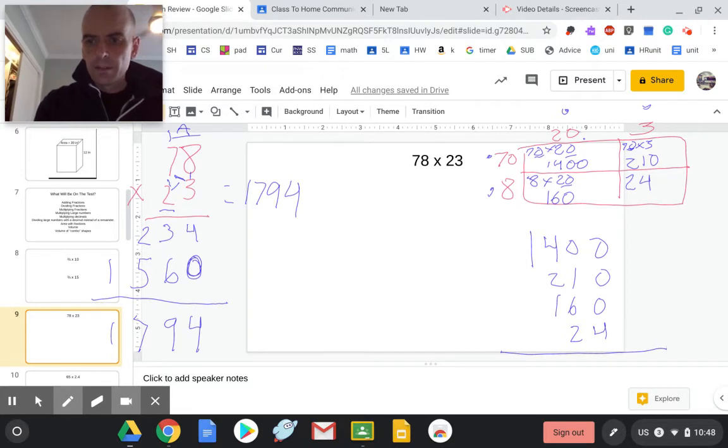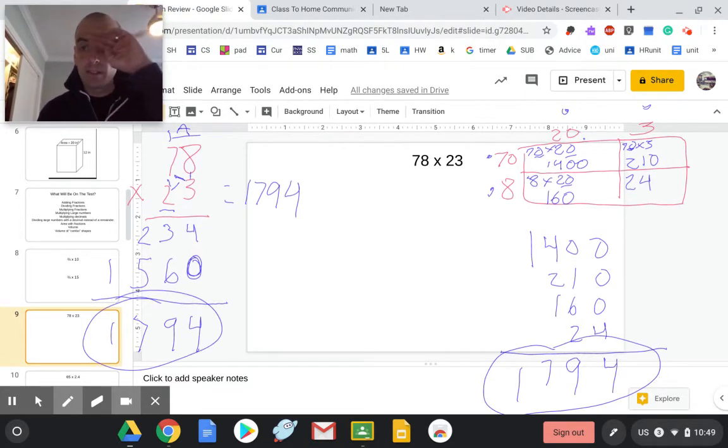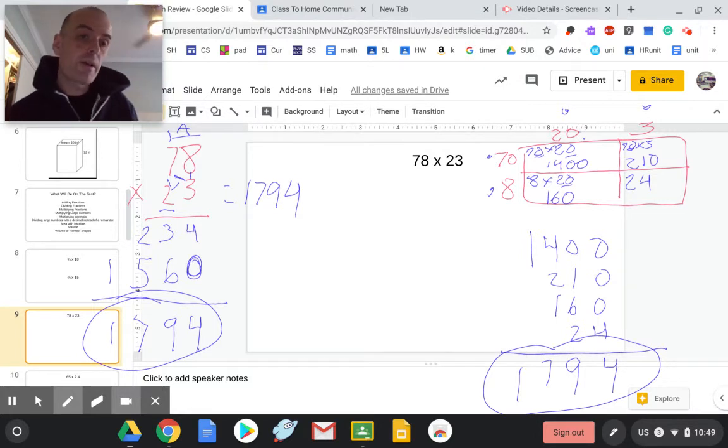Okay, 0, 0, 0, 0, and 4. 0 plus 1 plus 6 plus 2. So 7, 9. 4 plus 2 plus 1, 6, 7, and 1. They both come out to 1,794.